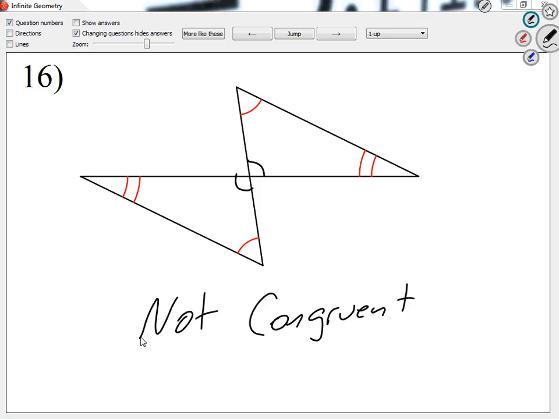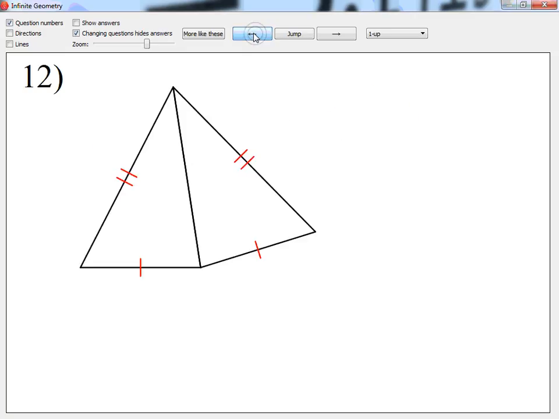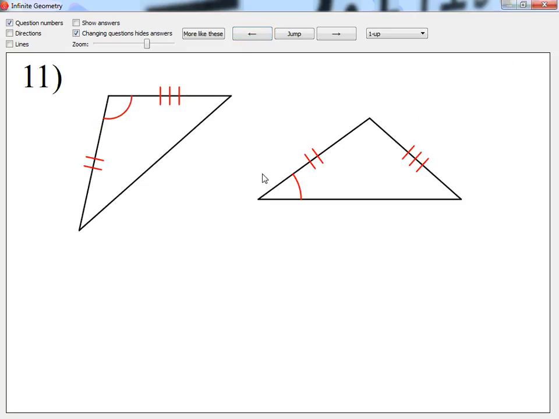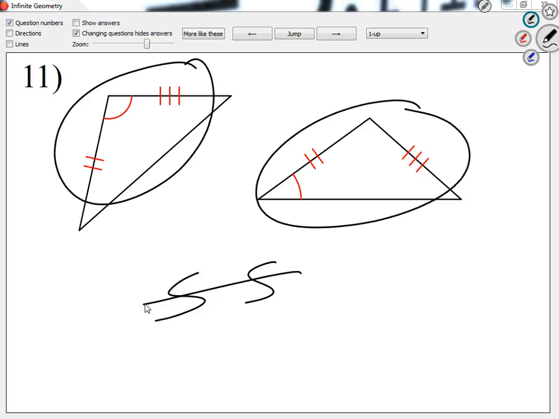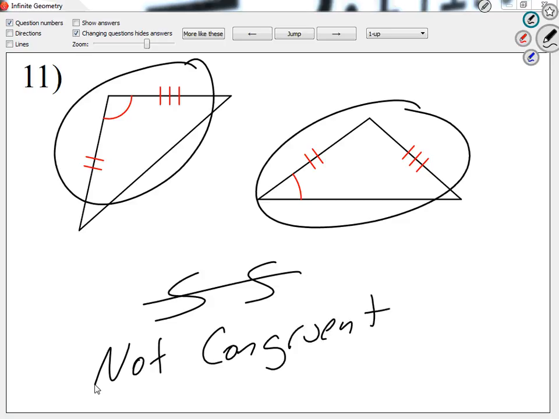Sydney, you had a question. 11. All right, looking at number 11. There's 2 of something, either 2 sides or 2 angles. So I write 2 sides. Now my question to you, each triangle has 2 sides. Is the angle between the sides? Yes and no. So yes on one, but no on the other, because they're not marked the same. They're marked differently. So we're going to say not congruent. Remember, they have to be marked the same way.